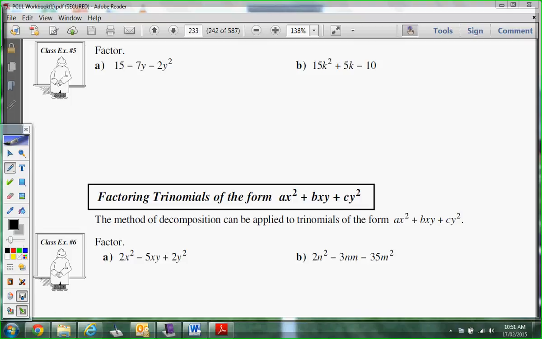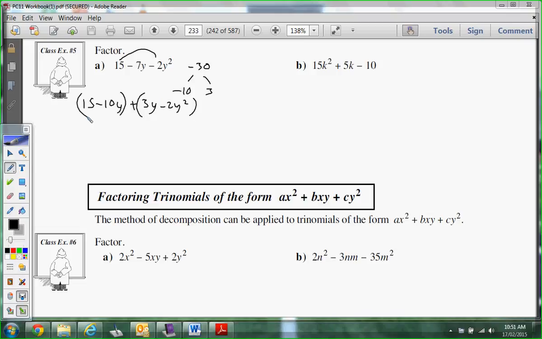Yep, negative 30. We're still going to go 15 times negative 2, so that's negative 30. What are factors of negative 30 to get you negative 7? Negative 10 and 3. Good. So that's going to give me 15 minus 10y plus 3y minus 2y squared. We're still going to group.